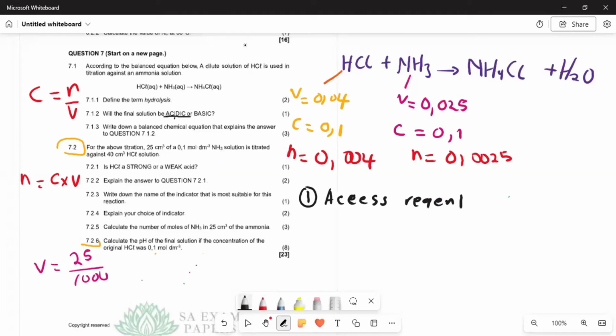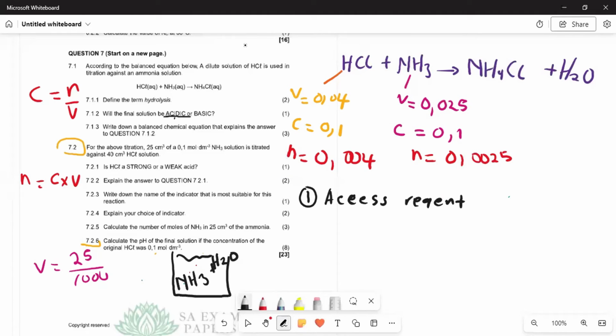Now, remember, what is your excess reagent? Your excess reagent is what would be left after this reaction has taken place. In this case, let's say, for example, NH3 would be our excess. After the reaction has taken place, NH3 would be left, floating inside water, and this NH3 which would be left would be floating inside water.